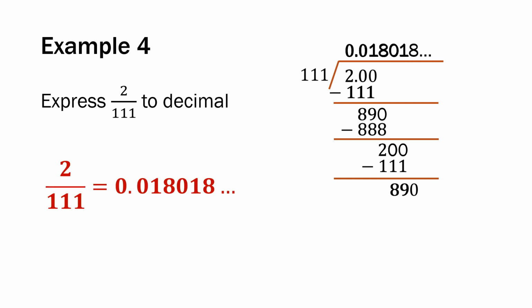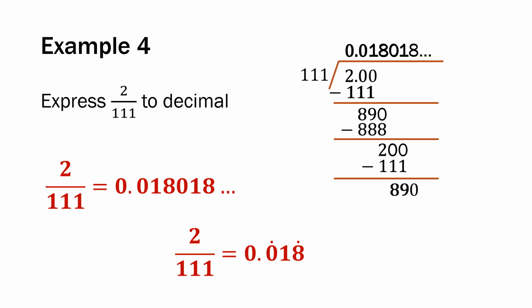So when you write it, this is how you write it. 2 over 111 will be equal to 0.018018. You need to write again 0.018 because if you're just going to write 0.018, you might assume that 8 is the only repeating number. Now, the repeating numbers are 3 digits, the 018018.